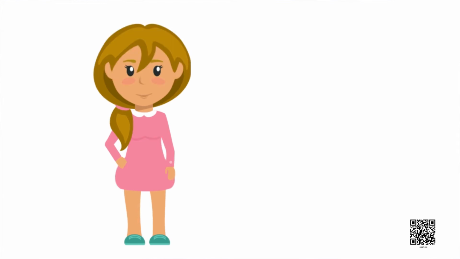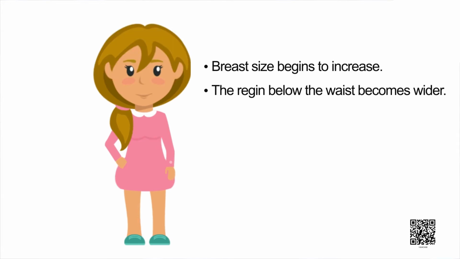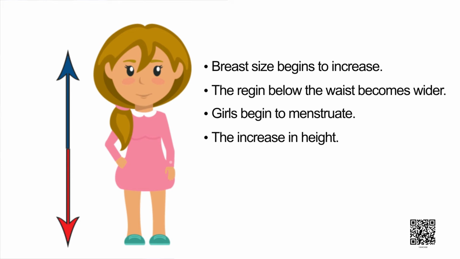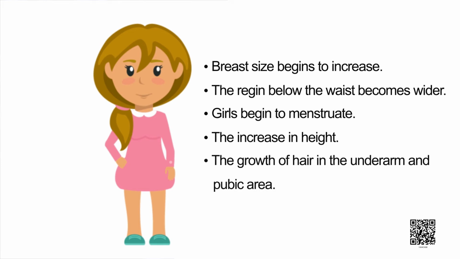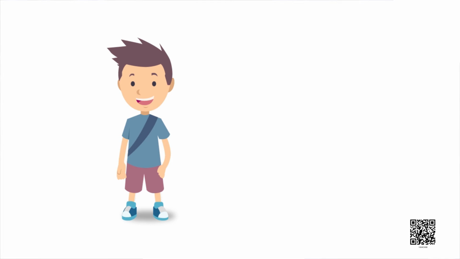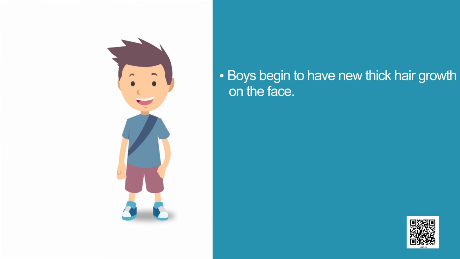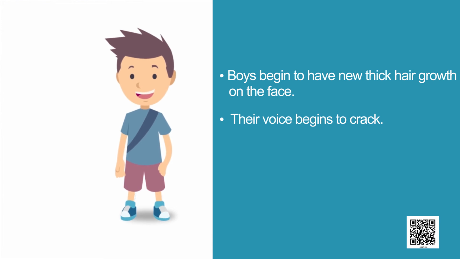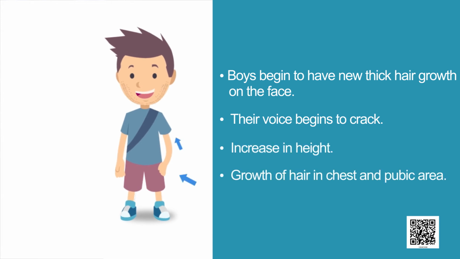In girls, breast size begins to increase, the region below the waist becomes wider, girls begin to menstruate, there is an increase in height, and growth of hair in the underarm and pubic area. In boys, they begin to have new thick hair growth on the face, their voice begins to crack, there is an increase in height, and growth of hair in the chest and pubic area occurs.